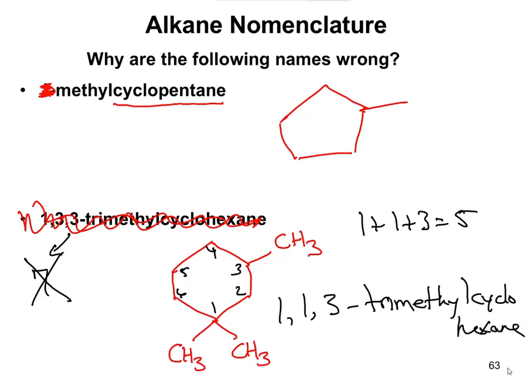cyclohexane. All right, so again, whenever you have a problem that says why are the names wrong, draw them out as it's written, kind of erase your brain from that particular name, and then try naming it again following the rules.